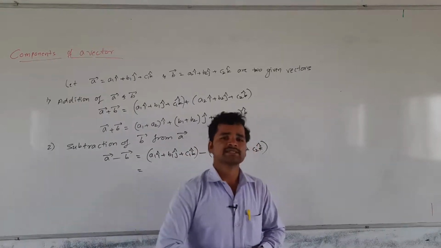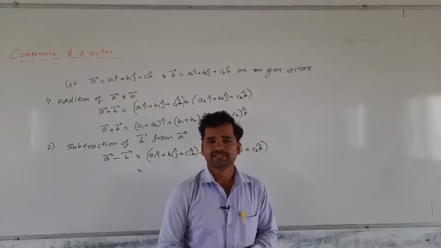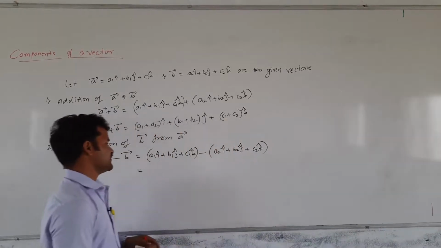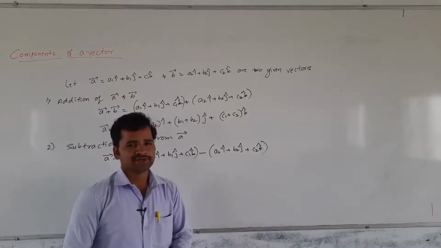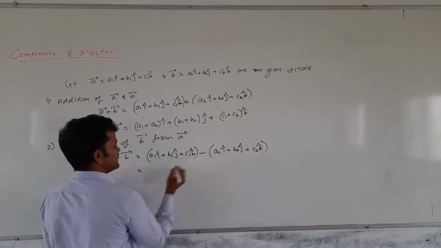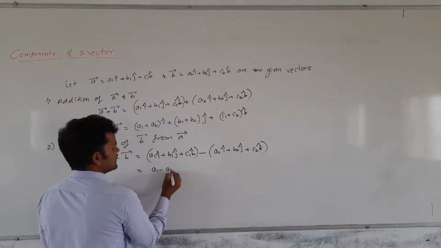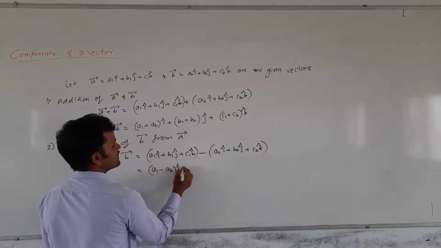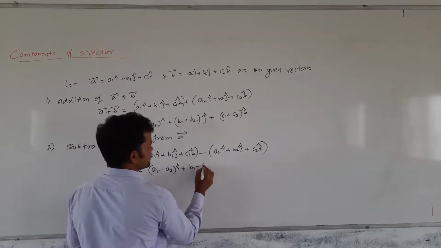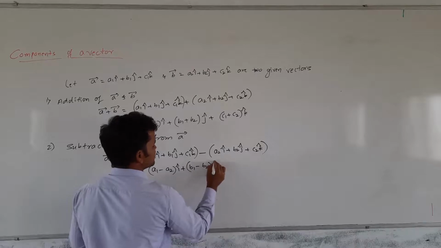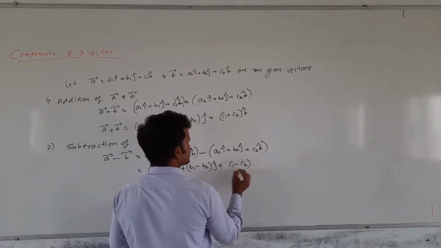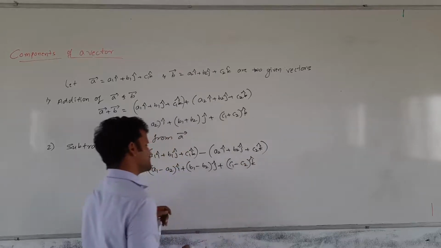In the case of subtraction of two vectors in the component form, in the same way we need to subtract corresponding components, that's all. Corresponding components, here A1 is there, here A2 is there. You write it as A1 minus A2 into i cap plus, next the j components subtraction, B1 minus B2 into j cap plus, next the last component, C1 minus C2 into k cap. What is this?